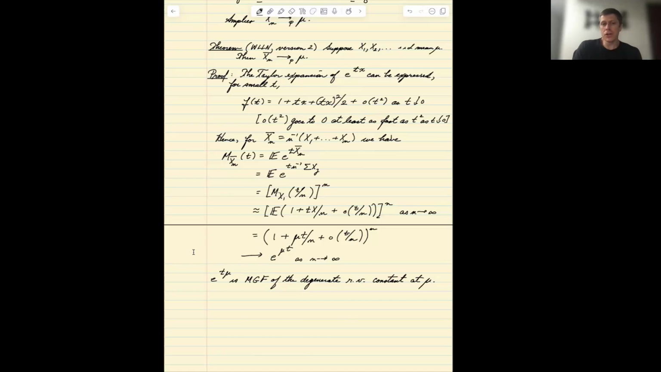So those are two different versions of the weak law of large numbers. And this really is pretty weak assumptions. If random variables have a mean, then if we have an IID sequence with that mean, then the sample mean converges to the true mean.